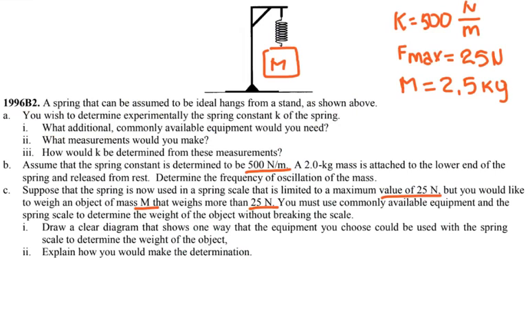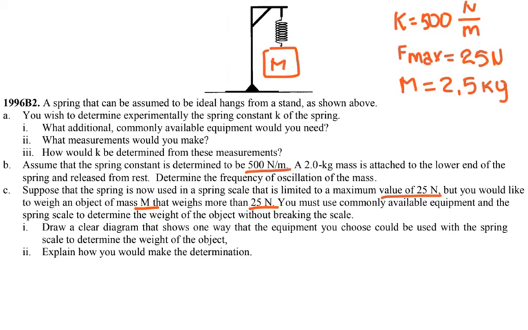This is a 1996 AP exam question. I decided I'm going to get one video with an AP exam question into my lesson for oscillations. They say that they have a spring that is hanging on the stand the way it's shown. They ask first about the spring constant: what will you need in order to find the spring constant k experimentally?